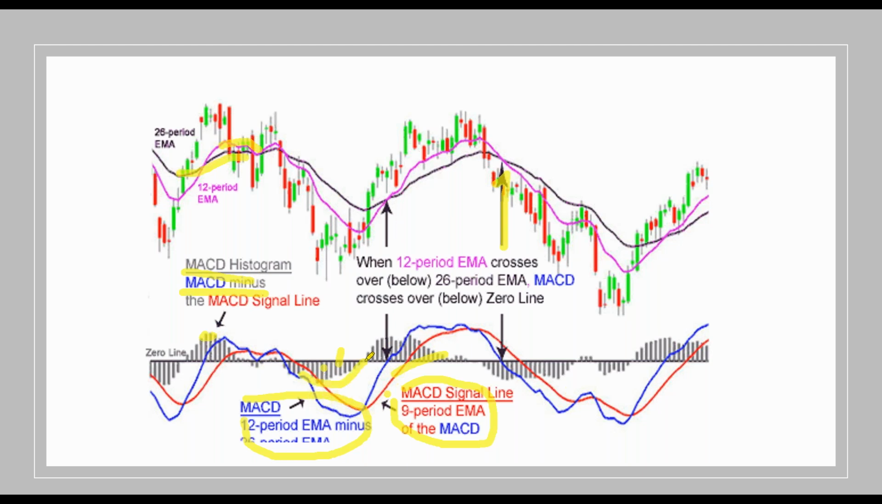And we can see the peaks and the valleys growing on our histogram. Every time it crosses 0, it's because the MACD and the signal line crossed each other. It's not this cross, it's this cross that it's giving you.